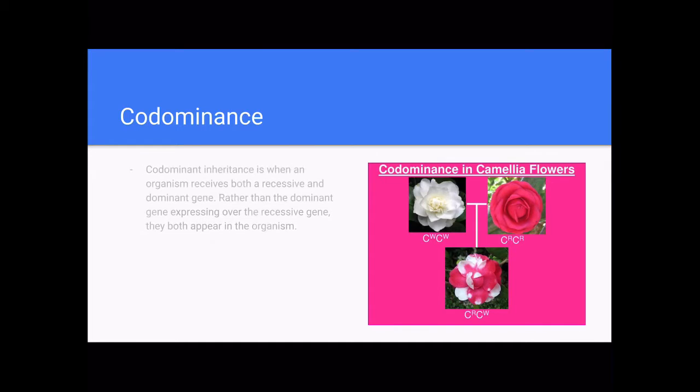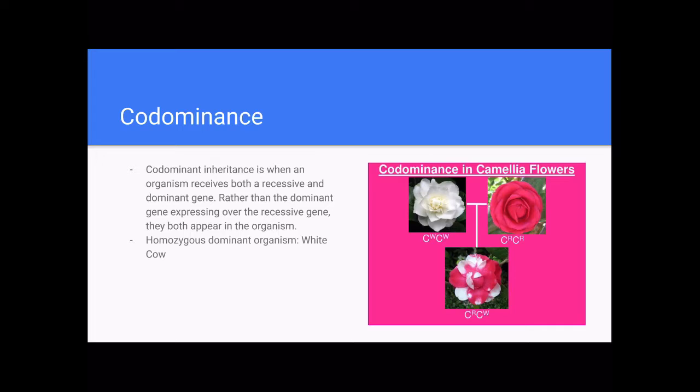Codominance. Codominant inheritance is when an organism receives a recessive and a dominant allele, or is a heterozygous individual. Rather than the dominant gene being completely dominant over the recessive gene, they both appear in the organism. An example of this would be cows.